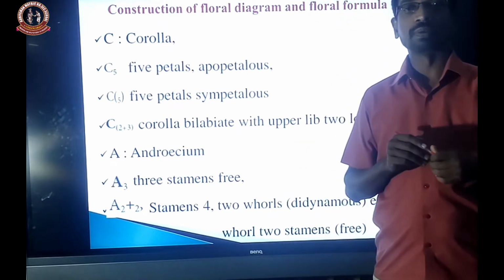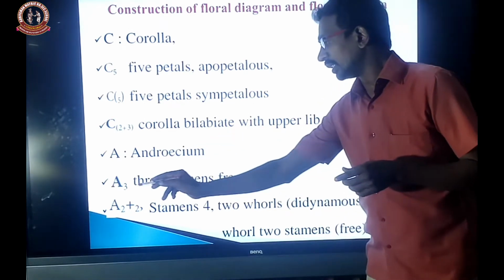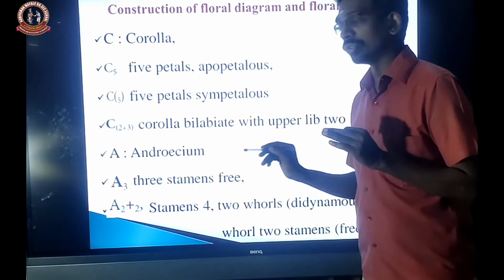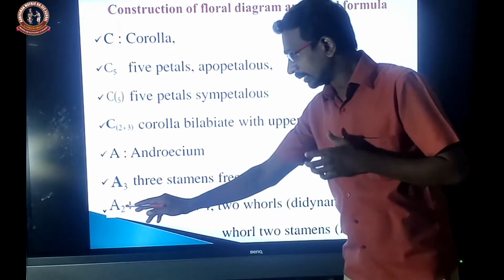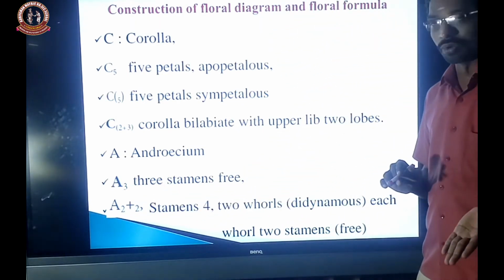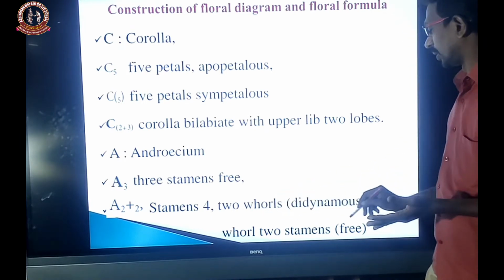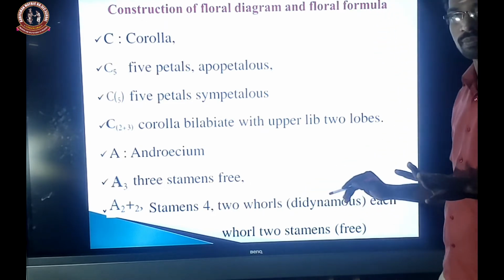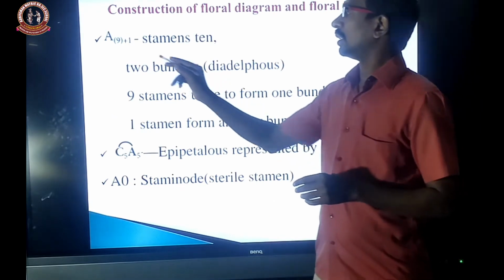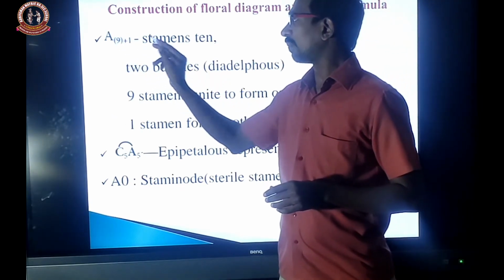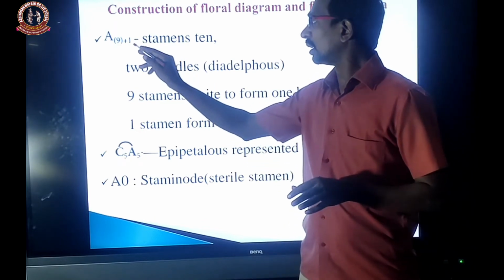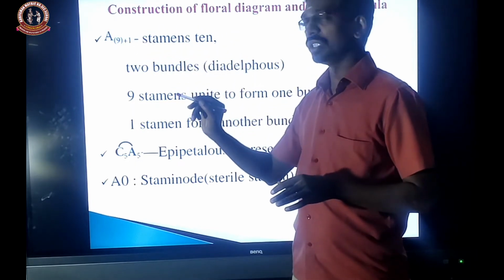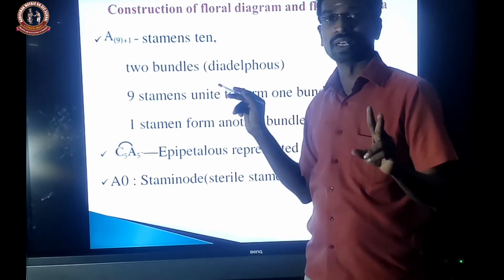And A is the term represented for the androecium. A3 means the stamens are 3, apostamenous, that means not fused, free stamens. A2 plus 2 means the stamens are totally 4, arranged in 2 whorls, that is didynamous. Each whorl has 2 stamens, but they are free. A(9) plus 1 means the stamens are 10, present in 2 bundles, that is diadelphous. Nine stamens are fused and act as a single bundle, and 1 is a separate, free stamen.